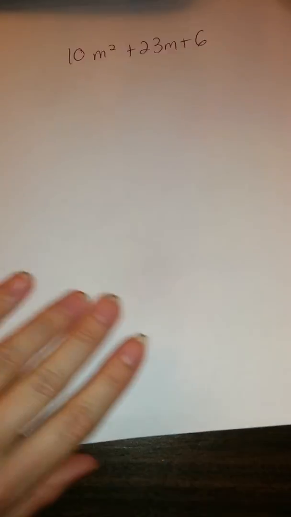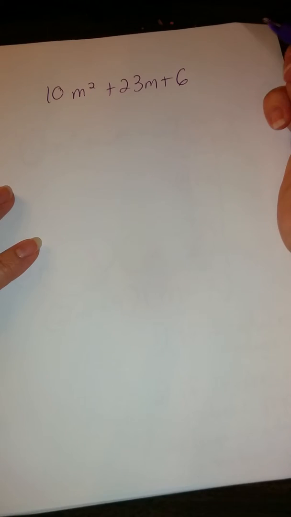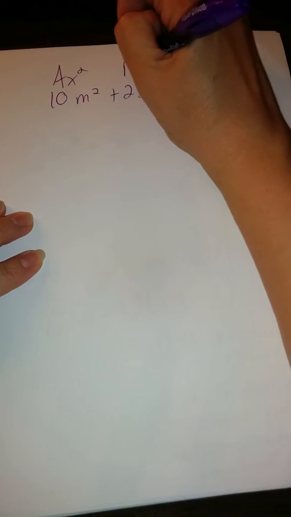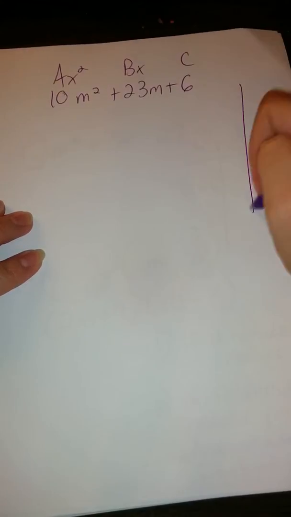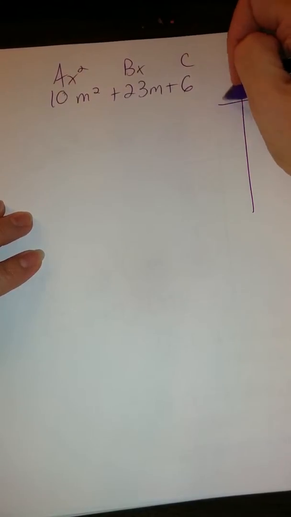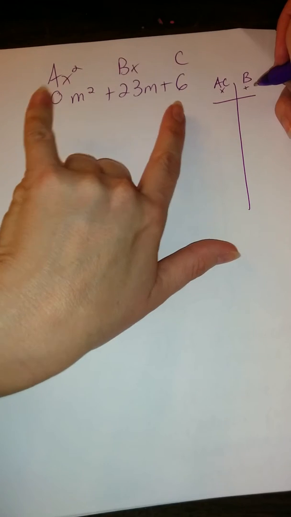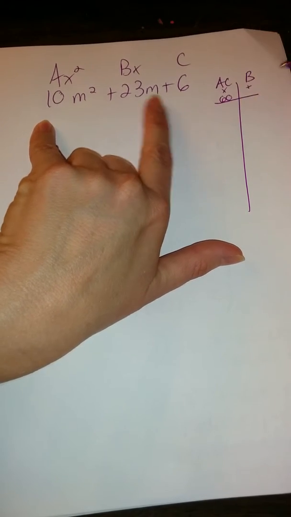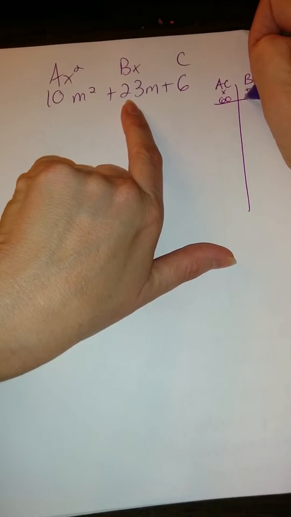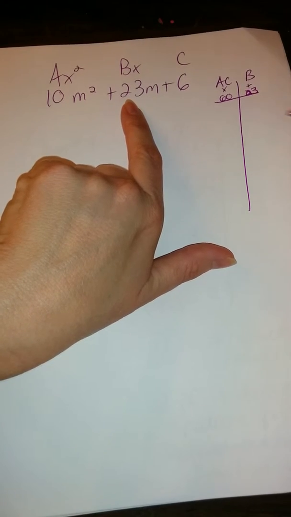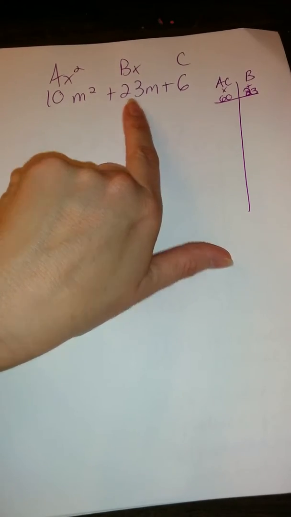Our third example is 10m squared plus 23m plus 6. Thank you, my assistant, for handing me my purple pen. Okay, remember what we got here. I've got the ax squared, I've got the bx, I've got the c. I'm going to draw my little t chart over here. We've got a times c, I have to multiply, and I've got b, and they've got to add. So a times c, 10 times 6 is 60. My middle term that I need to add is 23.